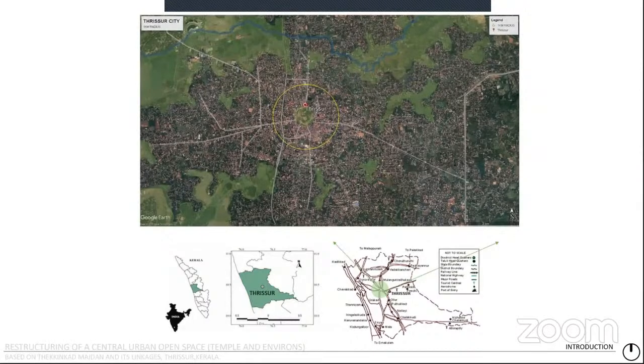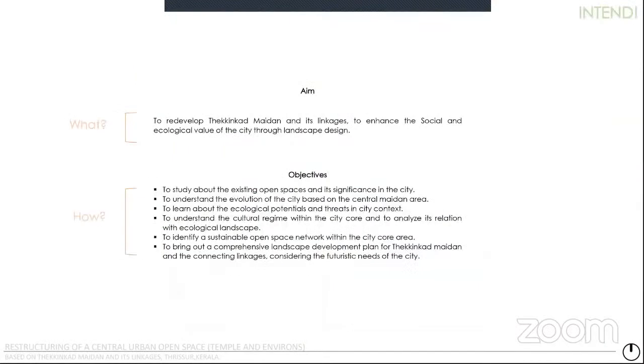The thesis is intended to redevelop the central urban open space and its linkages to enhance the social and ecological value of the city through landscape design.